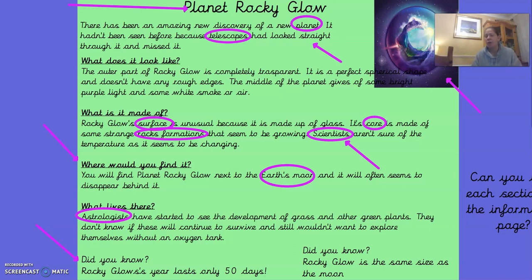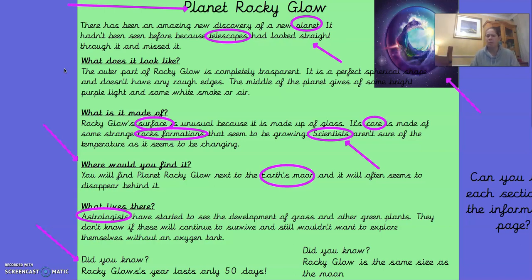Okay. Remember, when you're doing your writing, definitely you get bonus points if you can think of any contractions to go in there. Okay, so here we've got the word hadn't. So instead of writing had not, you could write hadn't. Then we've got the first subheading, like we're going to do on ours. What does it look like? And here they've said the outer part of Rocky Glow is completely transparent. It is a perfect spherical shape and doesn't have any rough edges.